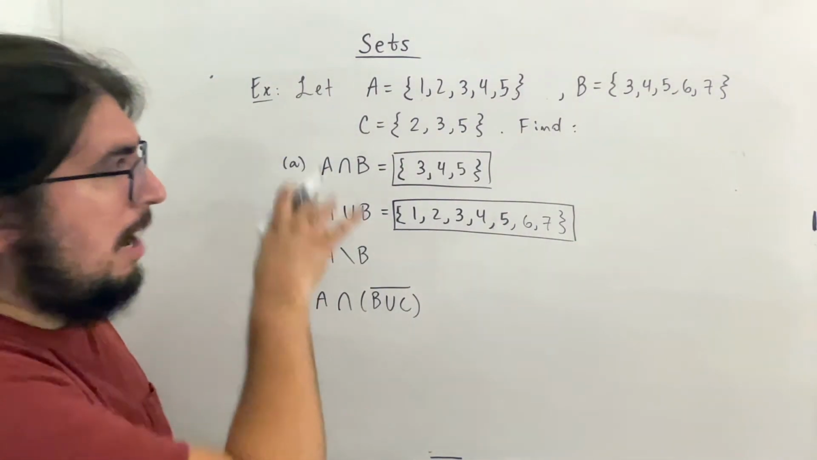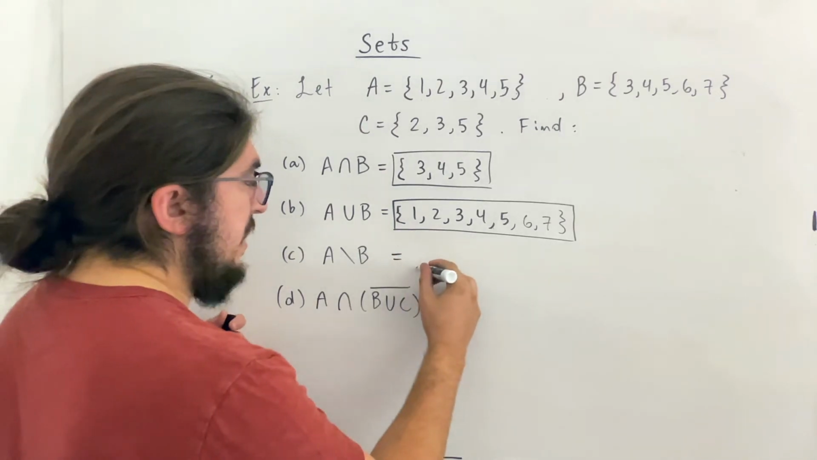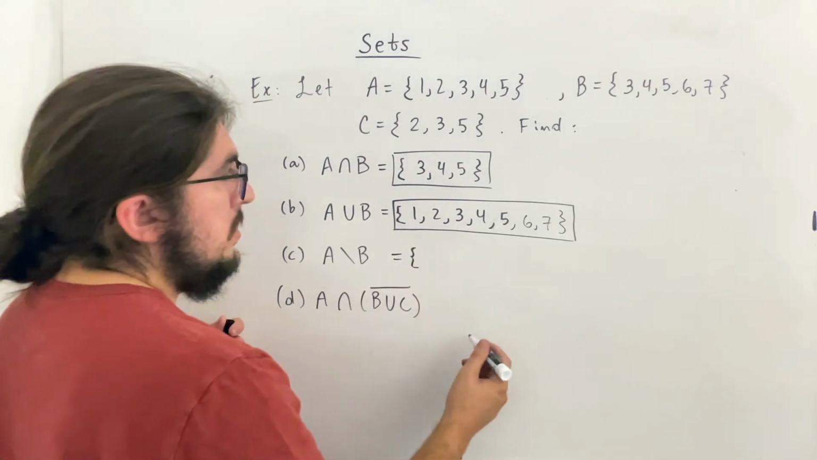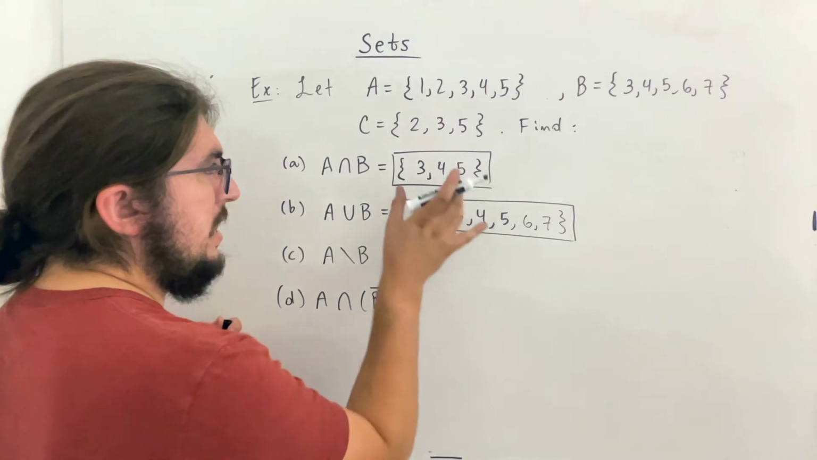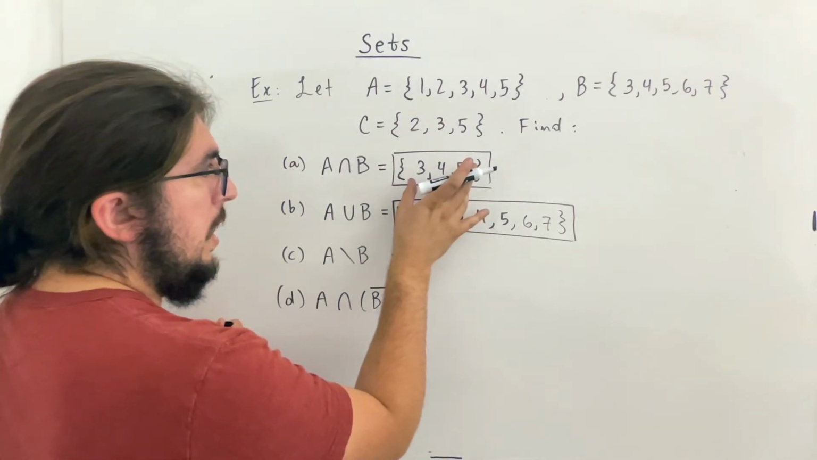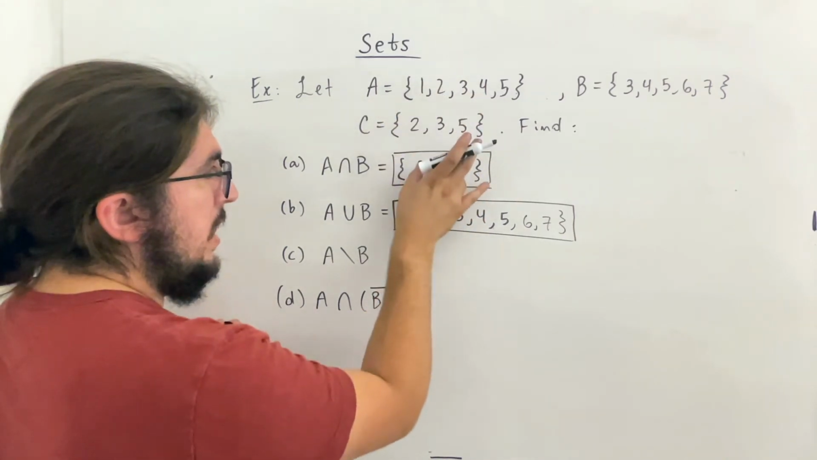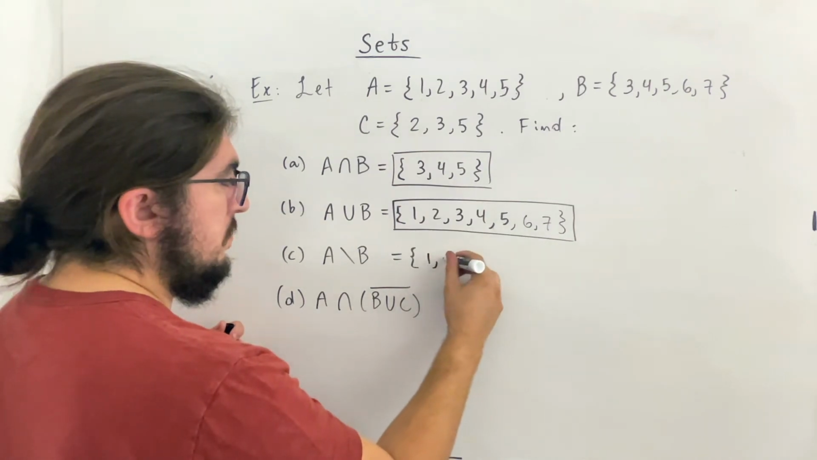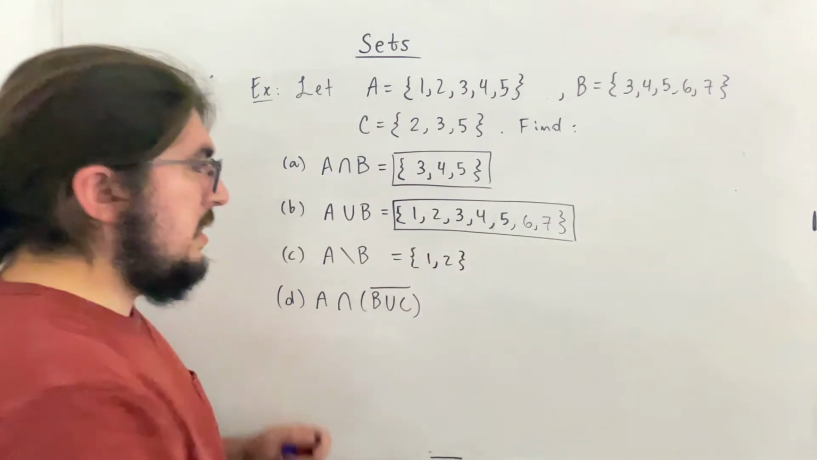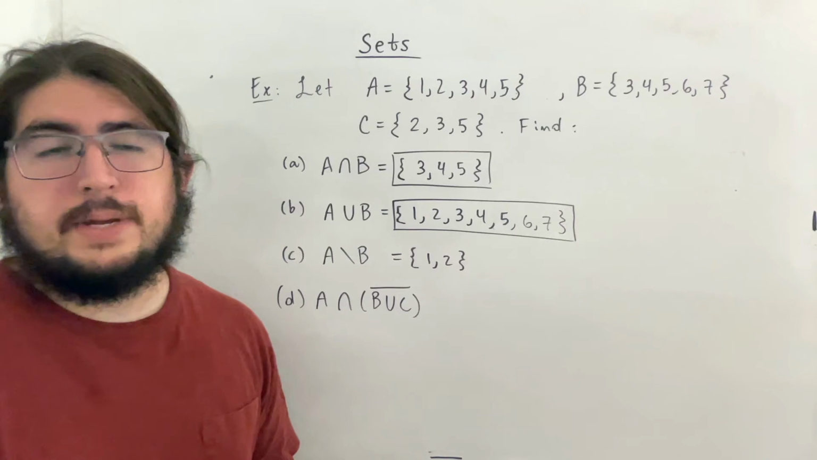Okay. A without B is the set of all things that are in A that are not in B. So that's actually looking at the intersection and then looking at things that are in A that are not in the intersection. So that's just 1 and 2. Notice that makes sense because this is the set of all things that are in A but not in B.